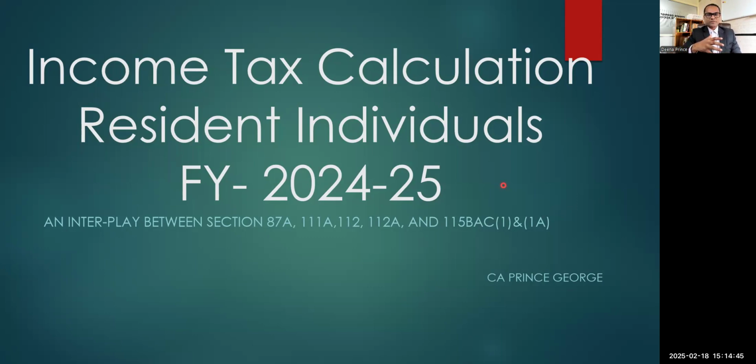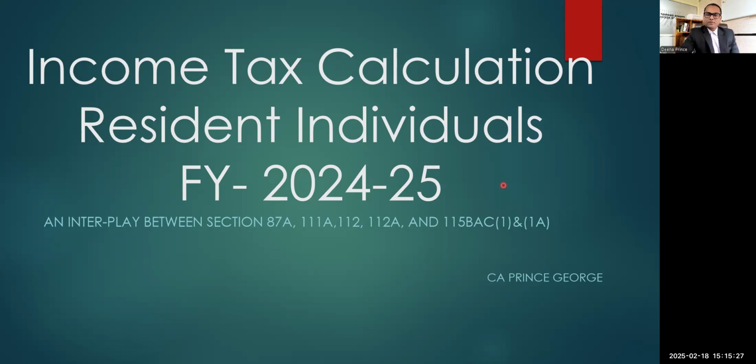The first section is section 87A, which is rebate. Then you have section 111A, which provides for rates of tax in case of short-term capital gain of certain capital assets. Then section 112 that provides for rates of tax in case of long-term capital gain in general. Then 112A, which provides for rates of tax in case of certain long-term capital gain.